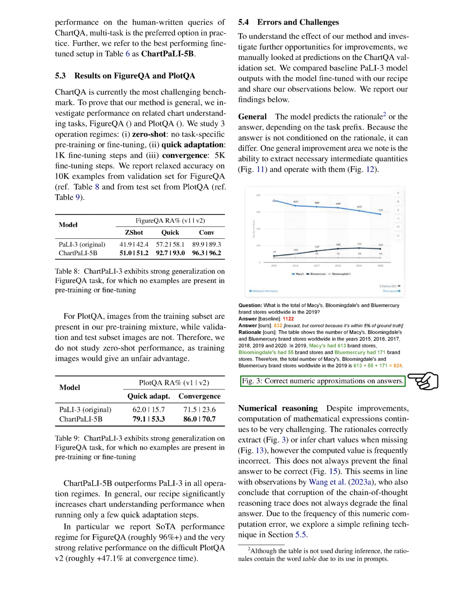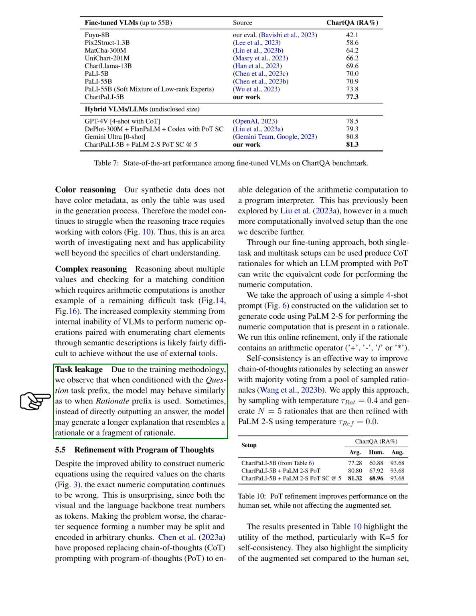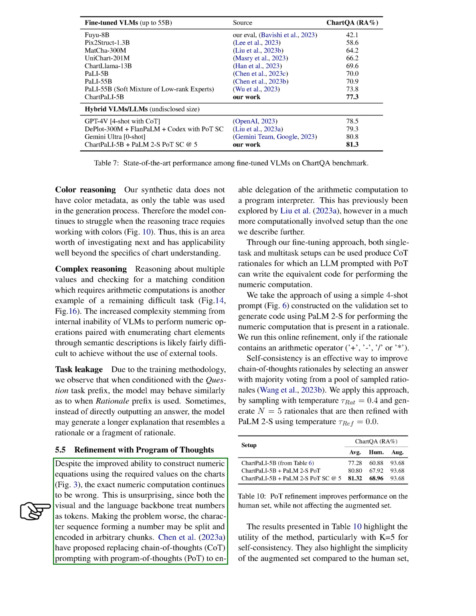Section: Task Leakage. In this section, we observed that when we train our model with different task prefixes, such as question or rationale, it may sometimes generate longer explanations resembling rationales instead of direct answers. Despite our model's improved ability to create numeric equations using chart values, it still makes errors in exact numeric computations because it treats numbers as tokens. To address this, we suggest using a program of thoughts (PoT) approach instead of the chain of thoughts (CoT) method to delegate arithmetic computations to a program interpreter.